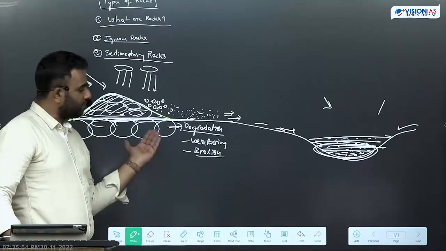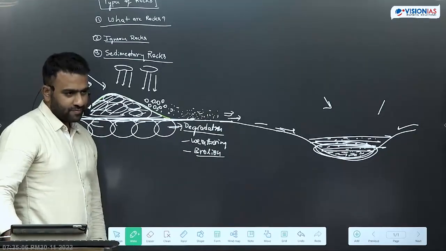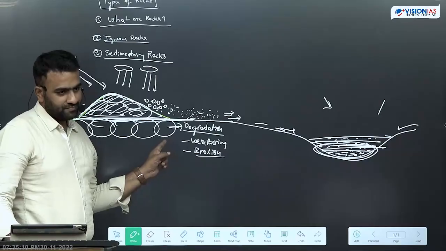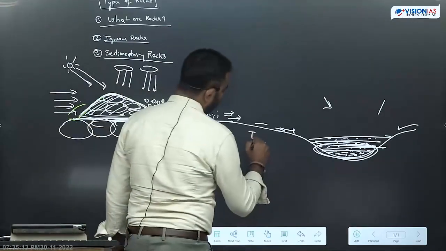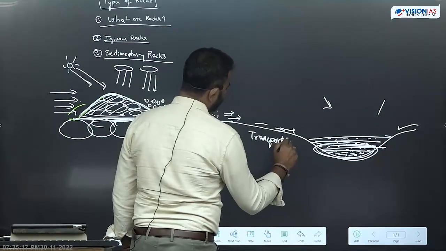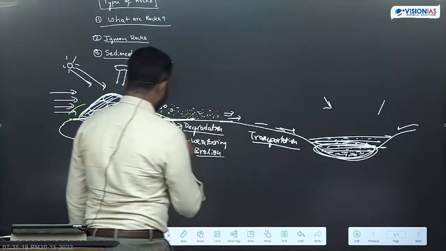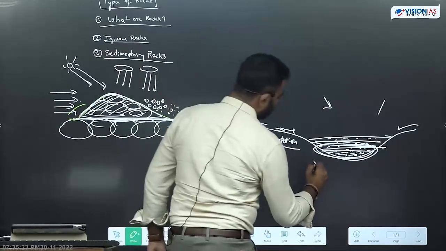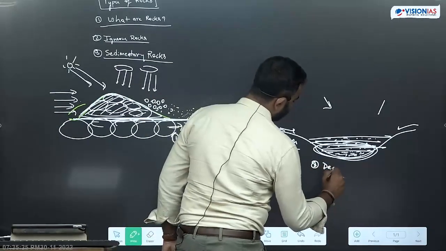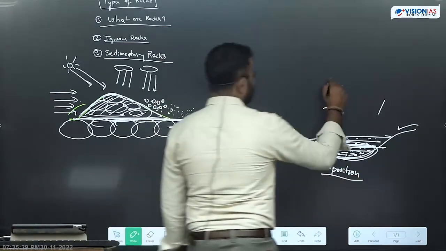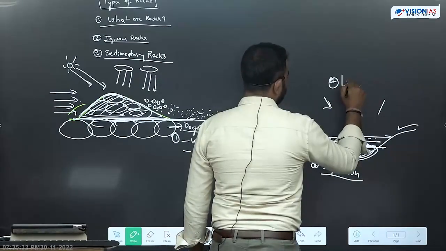The rocks which are formed from the sediments, the stages are important. The first one is degradation. Second one is transportation. Degradation involves both weathering and erosion. Number one, degradation. Number two, these broken sediments are transported. Number three, deposition. Number four, lithification.